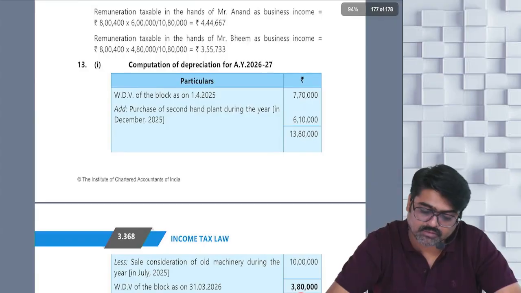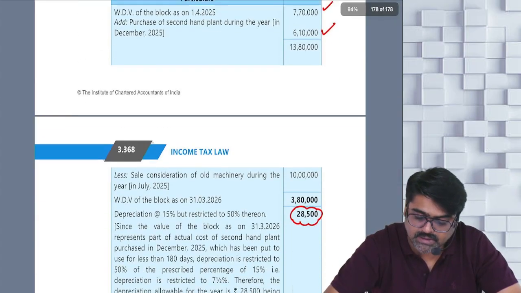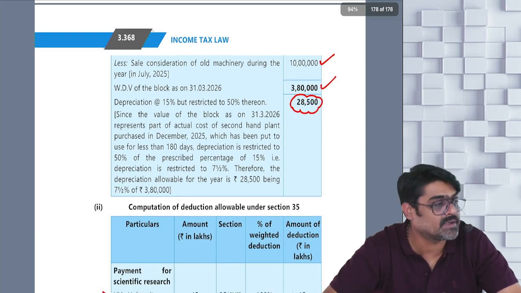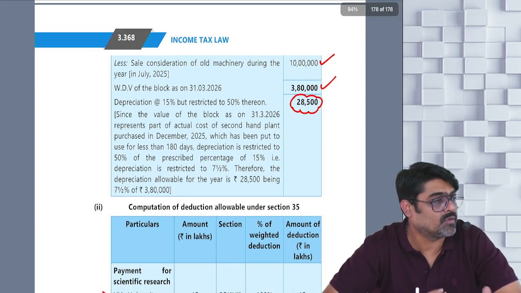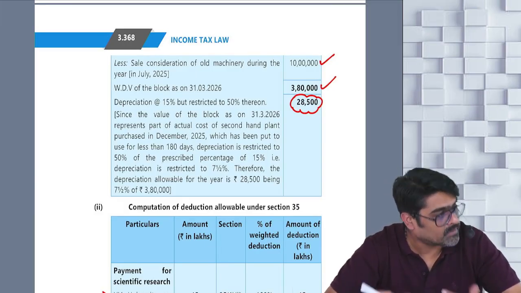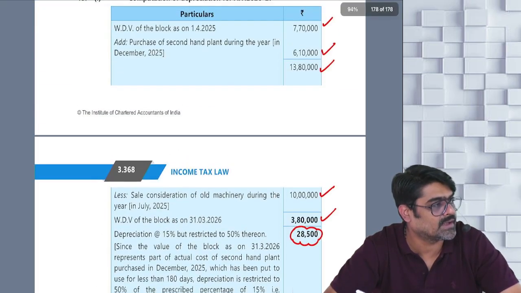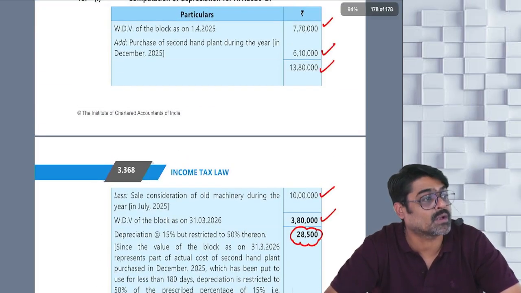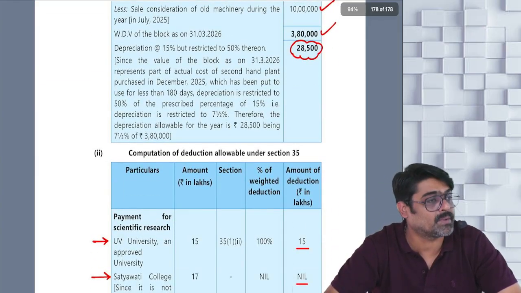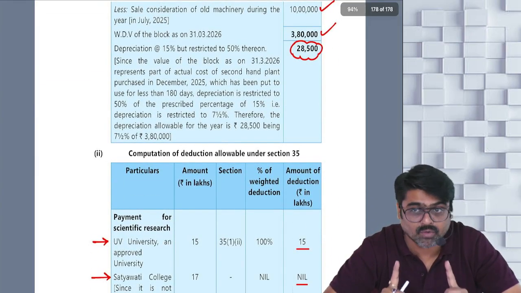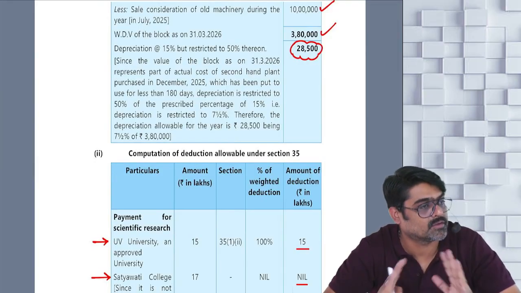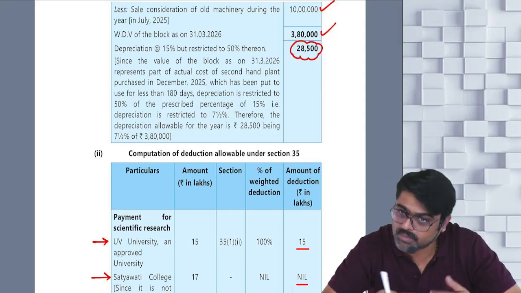And how to calculate this? Opening WDV, add additions, total, less deletions, you will get the depreciable value. On some part of this depreciable value you are going to apply half rate, and on the balance value you are supposed to apply full rate. But if the remaining value is less than the value of the asset which is purchased in this year and put to use for less than 180 days, then on the entire remaining value you are supposed to apply half rate. I have already told you this while explaining, and that thing is coming in the question like this. Understood? Should I move ahead?